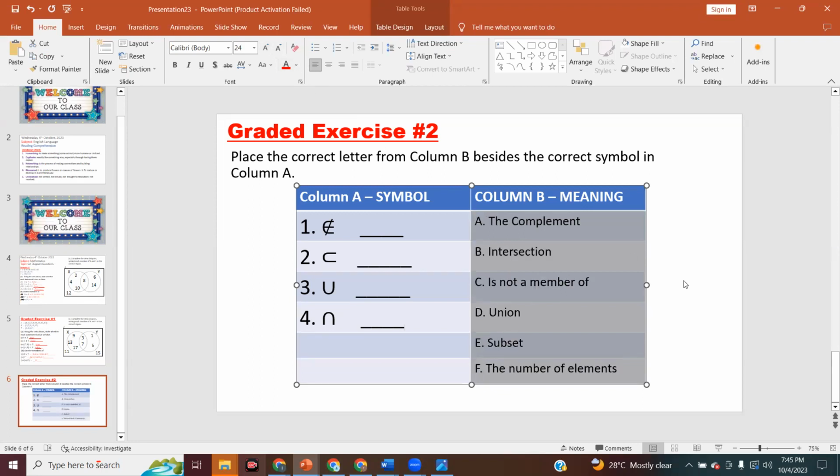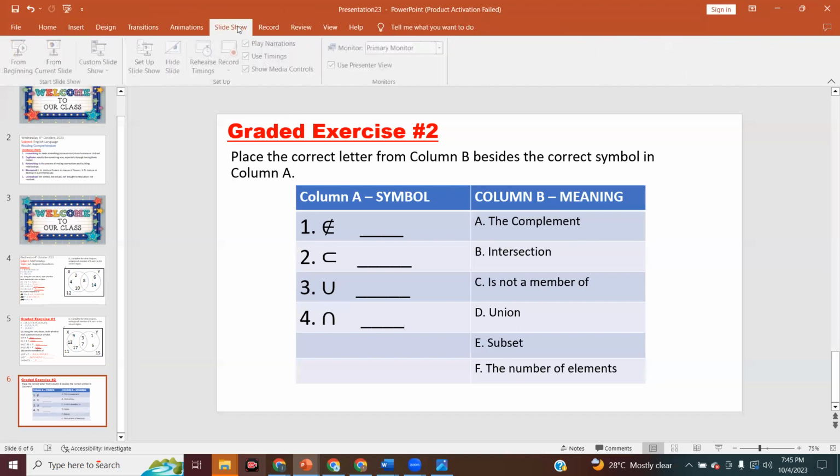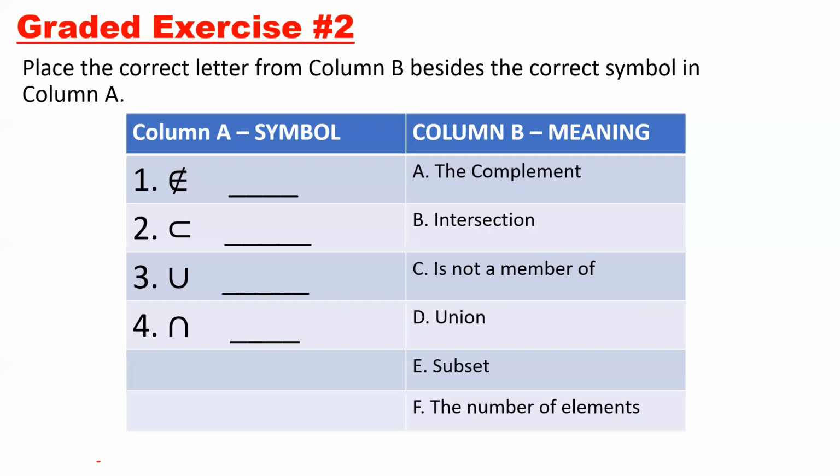I want you to do this particular question. In column A we have the symbol, and in column B we have the meaning. I want you to choose the correct letter to put on the left hand side. Is it A, B, C, D, E, or F?